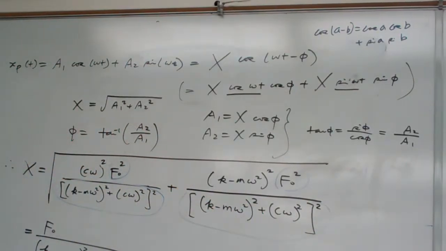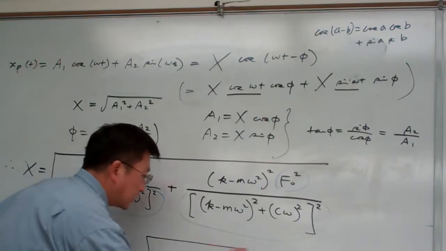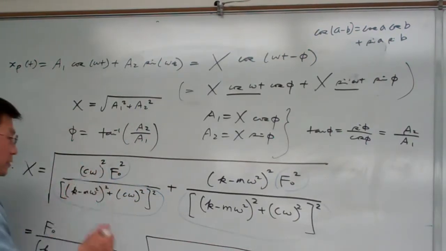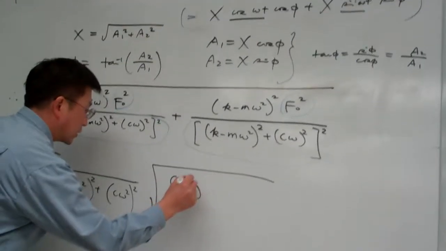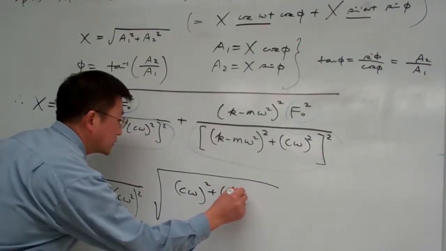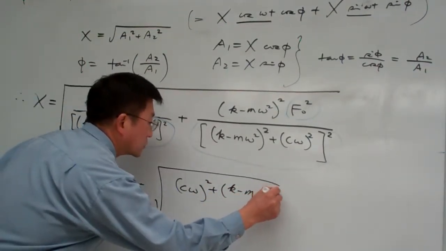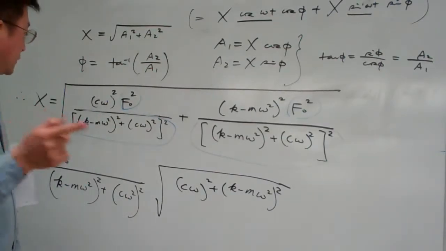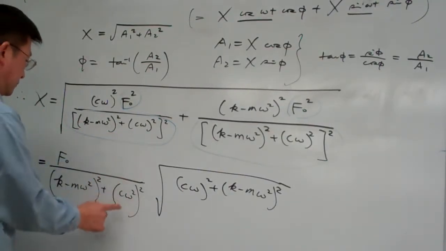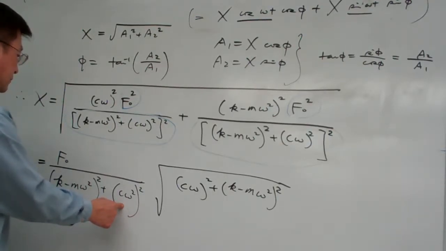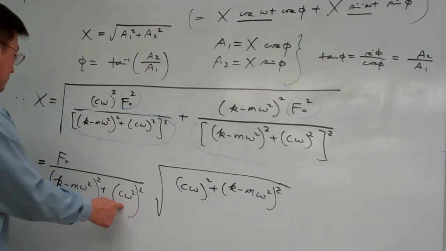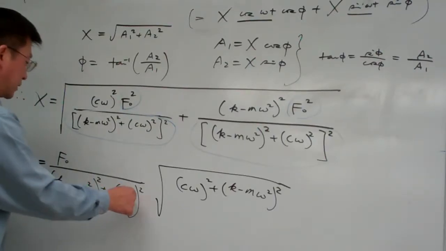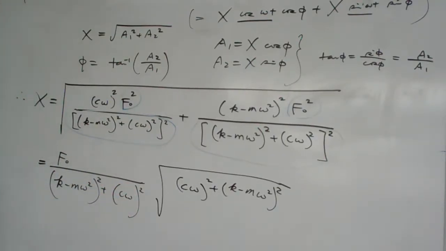Okay, and then remaining in the square root are the denominators: C omega squared plus K minus M omega squared, squared. Yes? Did you accidentally put a squared on the C omega? Where? Lower, right there. Here? Yeah, it's supposed to be the C omega quantity squared. Oh, C omega, holy cow, yes. Thank you. Thanks.